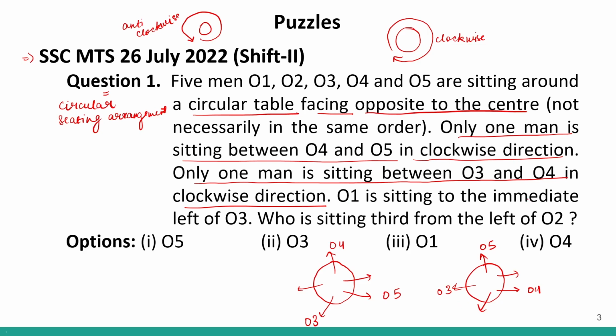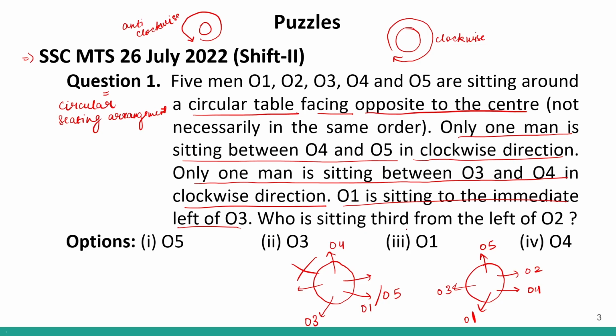O1 is sitting to the immediate left of O3. So immediate left of O3, that means O1 will be over here, correct? In the first possibility, immediate left of O3 will be over here, but here we already have O5, so this will not be correct. So we will continue with this one. The only person remaining is O2, so I can place O2 here. We have utilized this information.